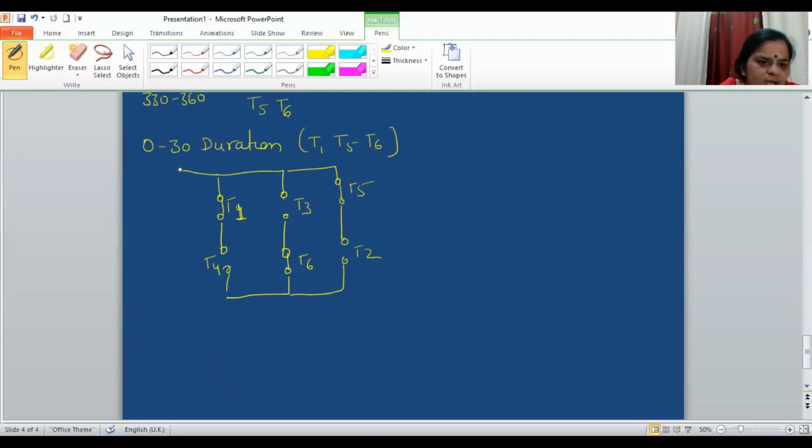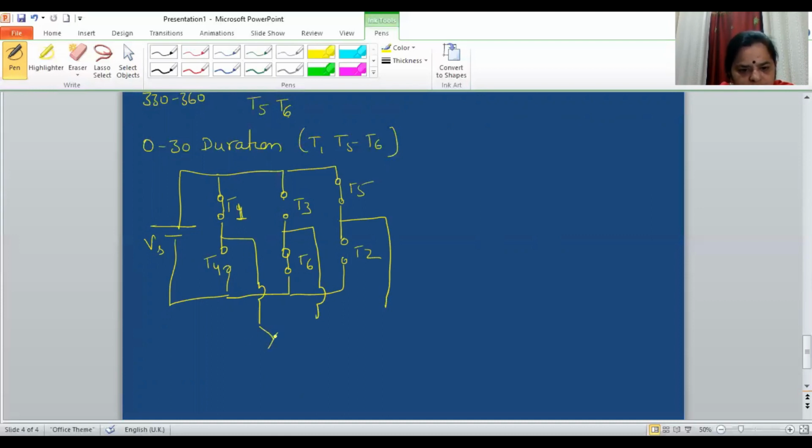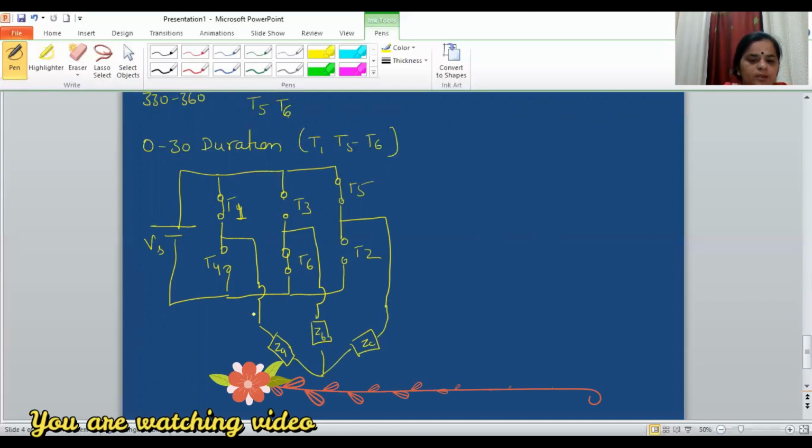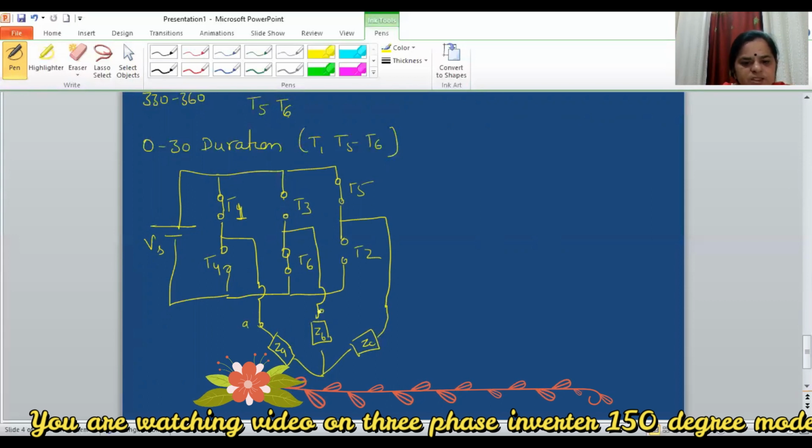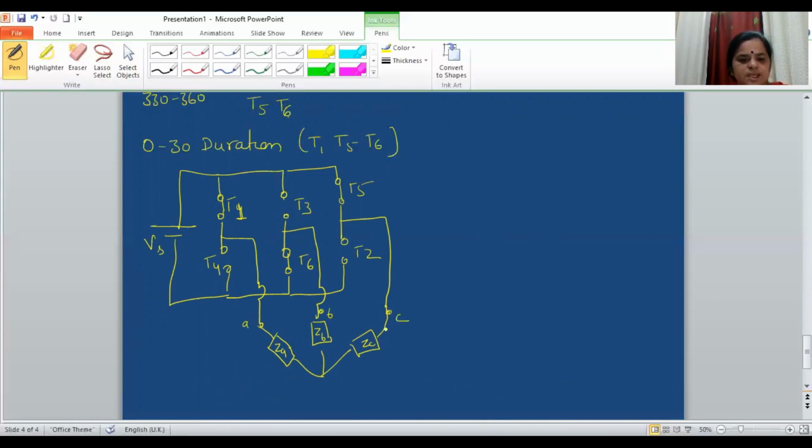Now it is connected to a supply voltage of Vs, and the load is connected, a three-phase star connected load. We are supposed to draw like this. This is your ZA, this is your ZB, and this is your star connected load ZC. This is phase A, this is phase B, and this is phase C. Now, if I redraw this circuit, that will be like this.